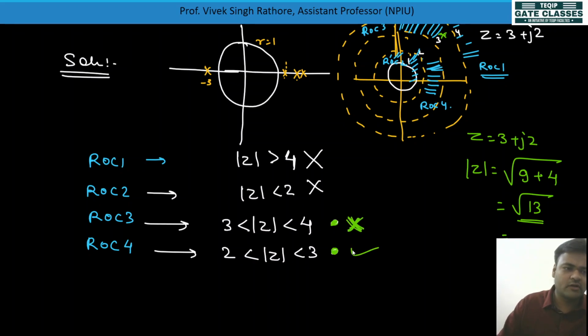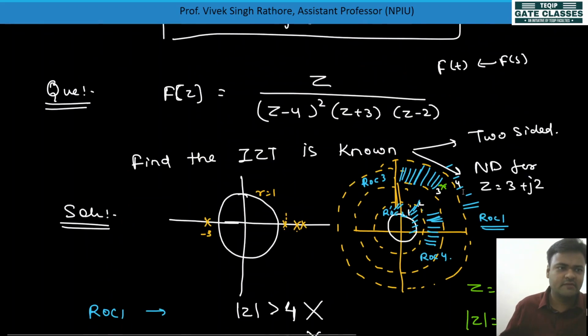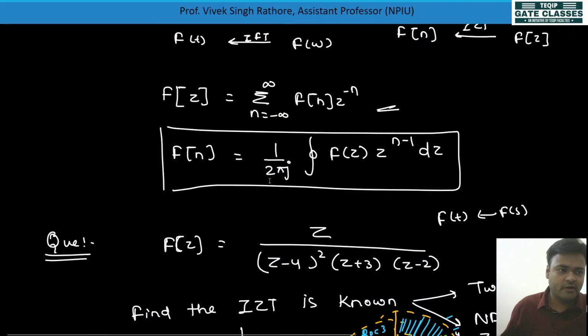So ultimately what is left is mod z is greater than 2 and less than 3. Now you can understand, if you do partial fraction, or if you separate it out, what will happen? First of all, I wanted to tell you that this expression was there for calculating your inverse Z transform, but if you keep this value and integrate it, it will take so much time.